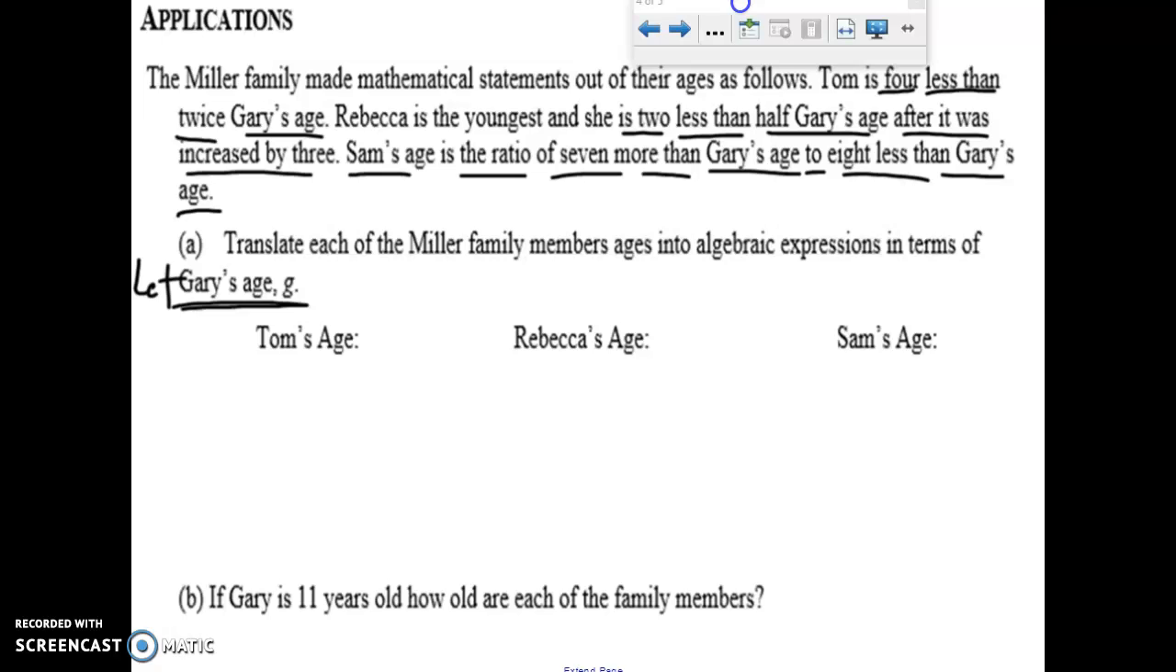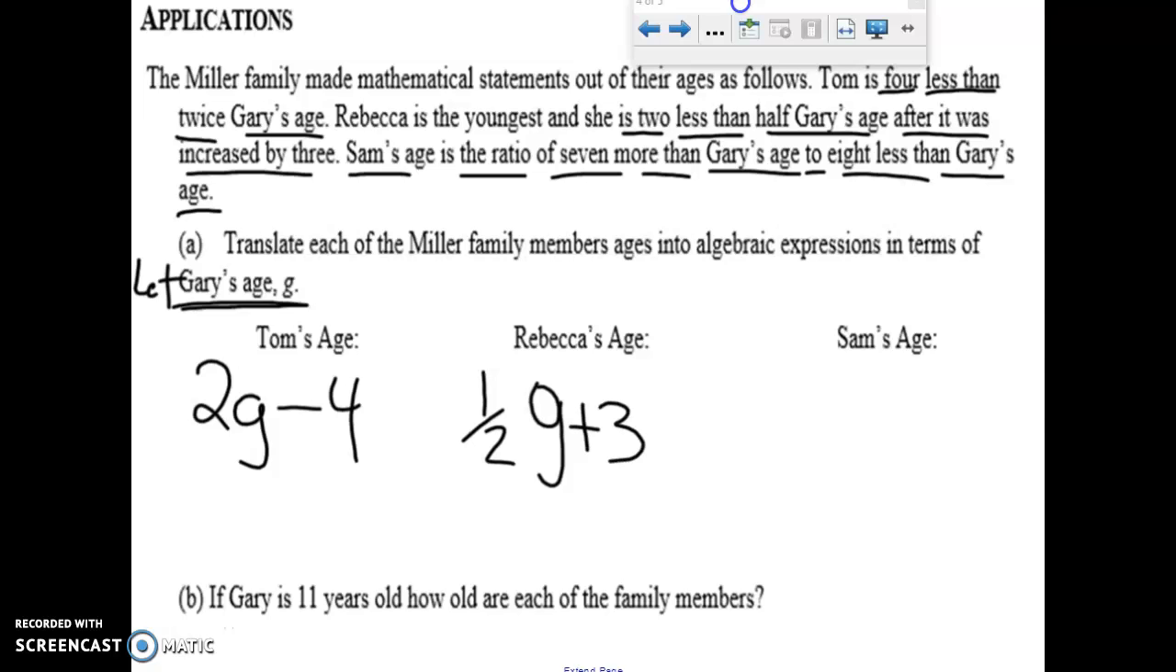We'll start with Tom. Tom's pretty simple. 4 less than twice Gary's age. So Gary's age, which is 2 times Gary's age, twice Gary's age, then less 4, so 2G minus 4. Next up is Rebecca. She was kind of all over the place here. She's 2 less than half Gary's age after it was increased by 3. So careful here. Half of Gary's age, all right, so half a G, but it's got to be increased by 3 first. In order to do the adding first, I'd have to use parentheses, and then I'm going to lessen it by 2. All right.